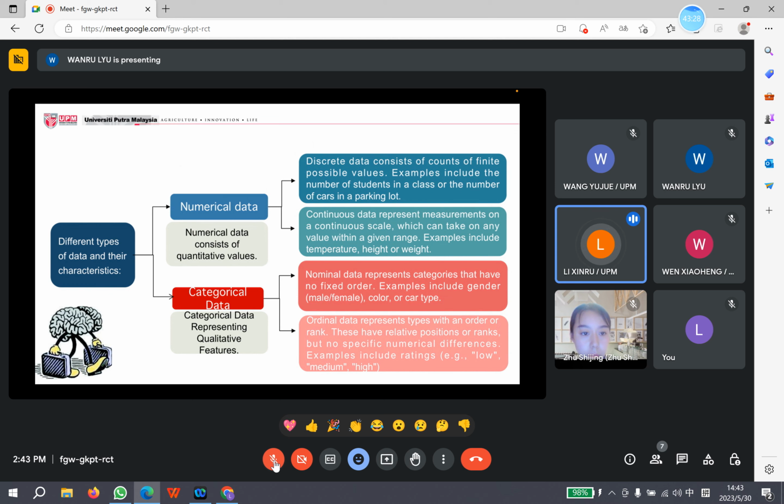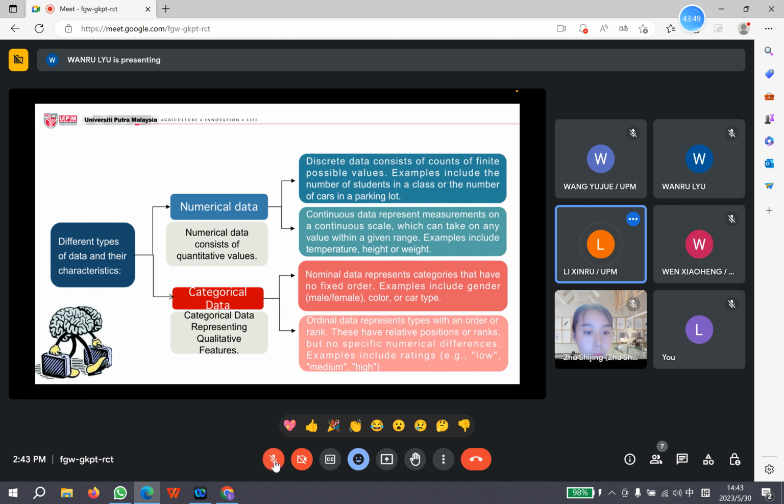The next is continuous data, represented on a continuous scale, which can take any value within a given range. Examples include temperature, height, or weight.